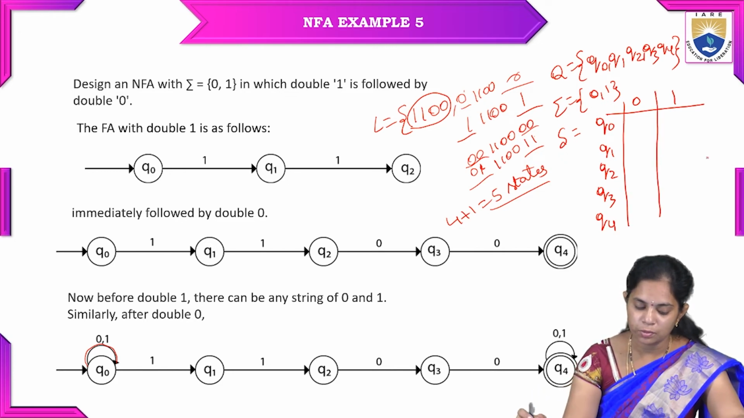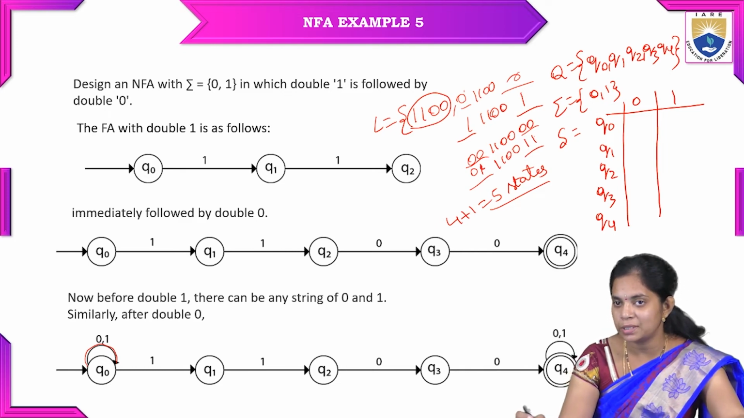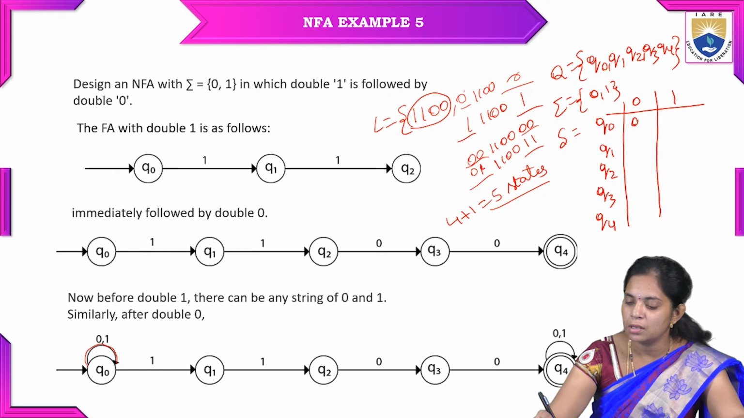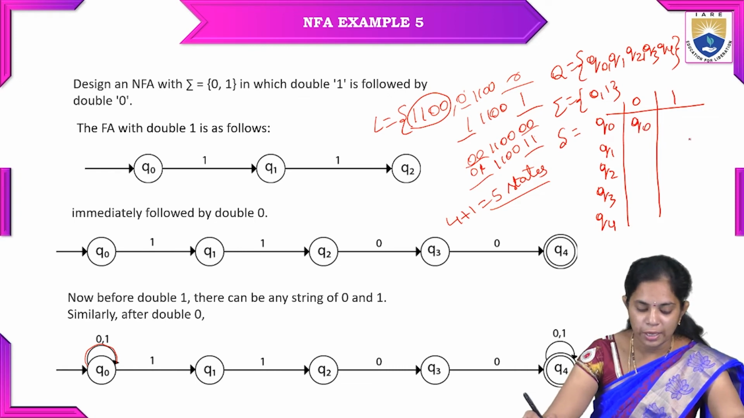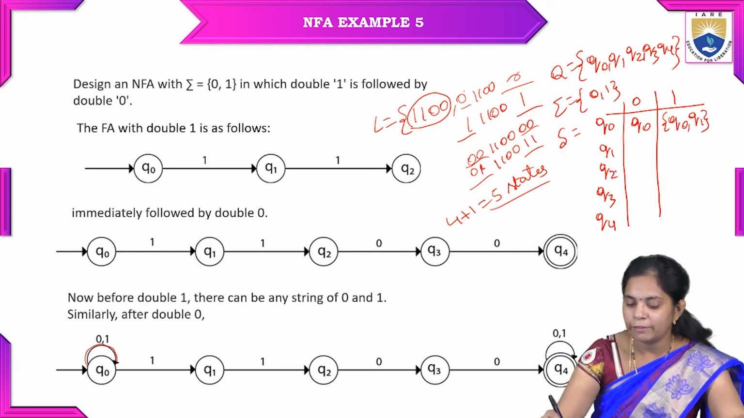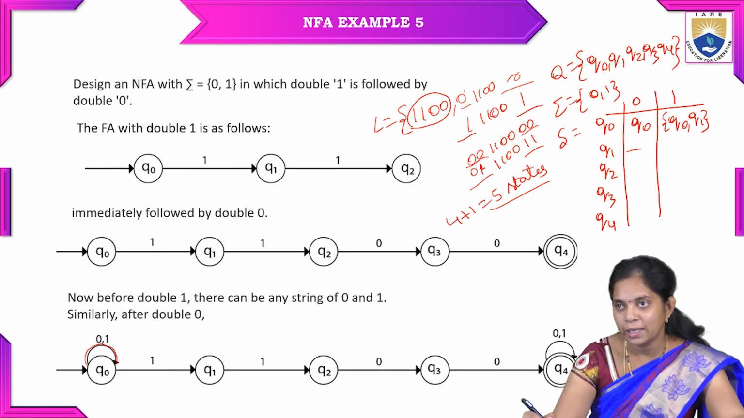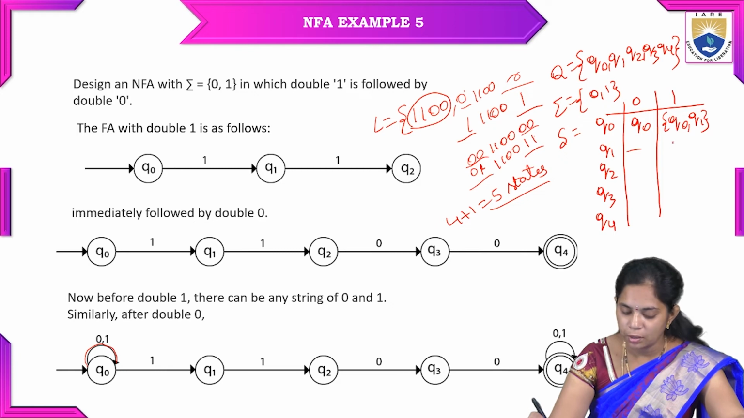So for the construction, from Q0, giving 0 as an input symbol, it is reaching Q1 and Q0. And for the input symbol 1, it is reaching two states, one is Q0, one is Q1. And from Q1, there is no input symbol 0, so we can leave that one empty. And Q1 on 1 moves to Q2.